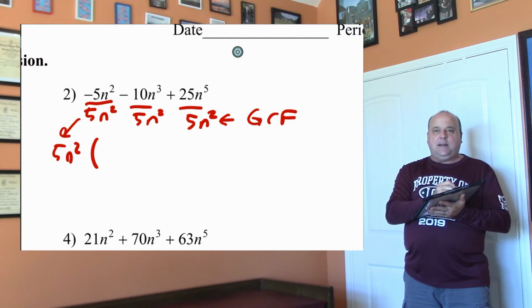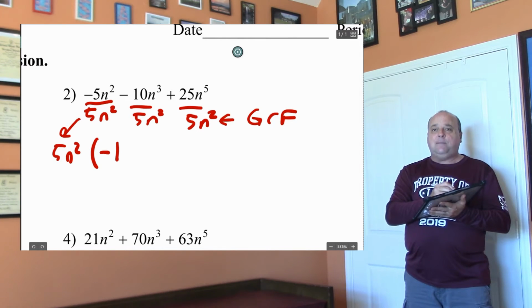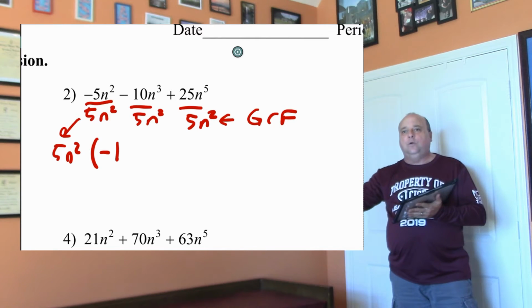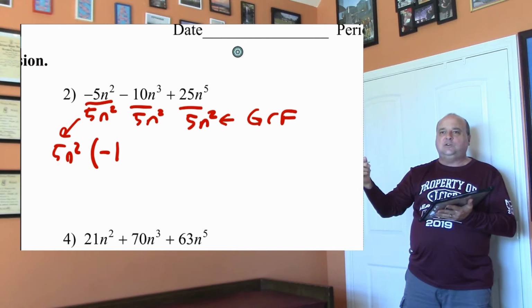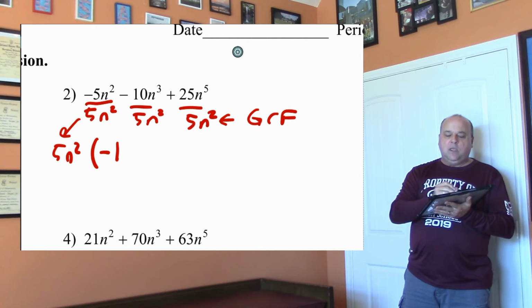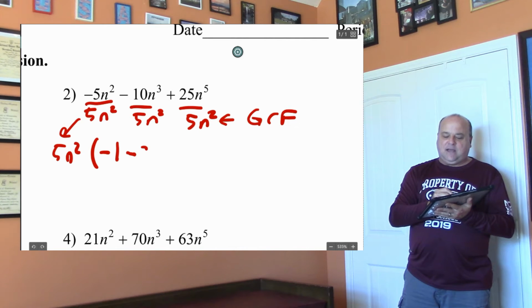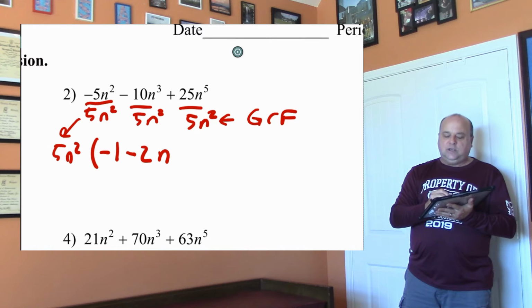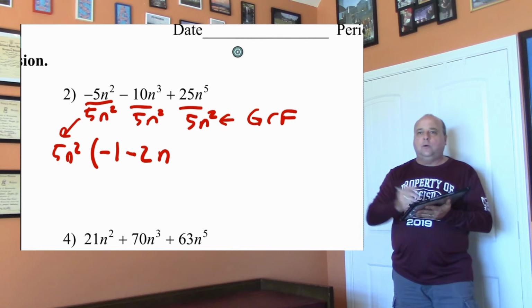So a negative divided by a positive is a negative. 5 divided by 5 is 1. And then n squared divided by n squared, the n's would cancel out, wouldn't they? So I just have a minus 1. I'm going to repeat the process: sign, number, letter, exponent. So a negative divided by a positive is a negative. 10 divided by 5 is 2. My letter is n. 3 minus 2 is 1. I don't put the 1 exponent, do I?